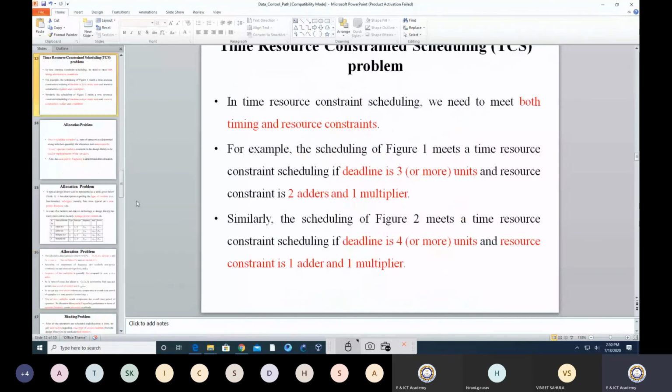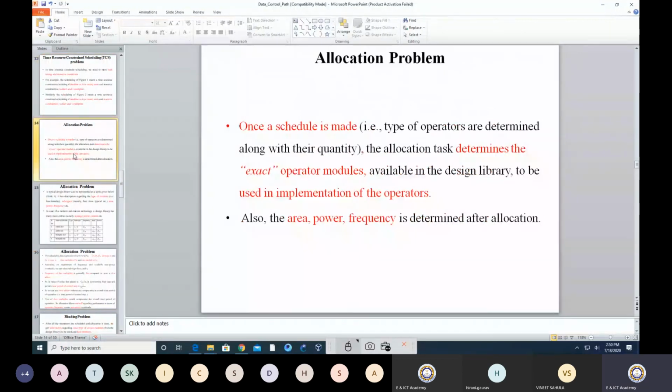Now I will quickly go for allocation. Another thing we need to think about is allocation. Whenever we are talking about allocation, at that time we also need to remember what our objective is: whether we want to achieve area, power or frequency.